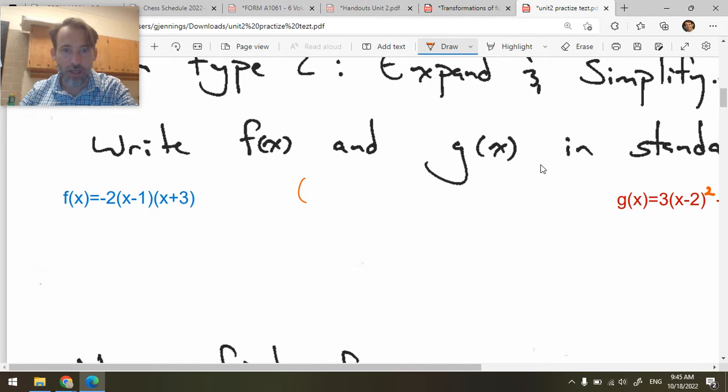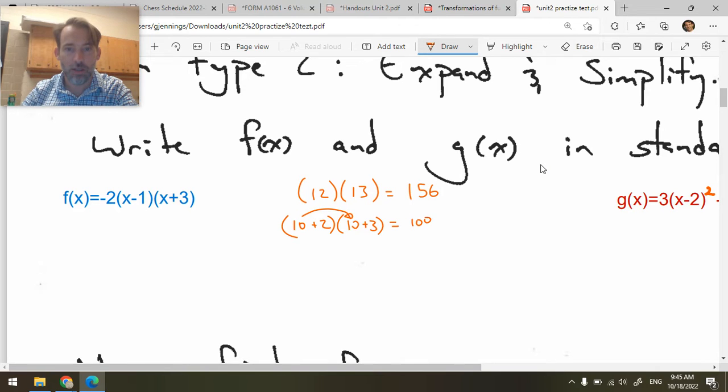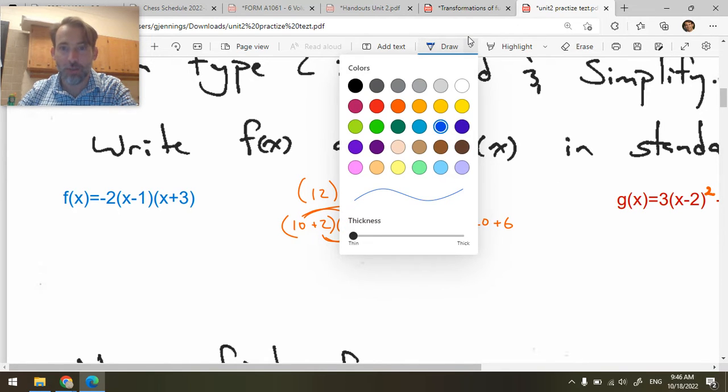Just recall, if I have 12 times 13, that's going to be equal to 156. But I could also think of that as 10 plus 2 multiplied by 10 plus 3. And then I could use FOIL here to do 10 times 10 is 100, plus 10 times 3 is 30, plus 2 times 10 is 20, plus 2 times 3 is 6. And if you work that out, well, it's the same thing as 156. Cool. So that's just using numbers, showing you that that always works.